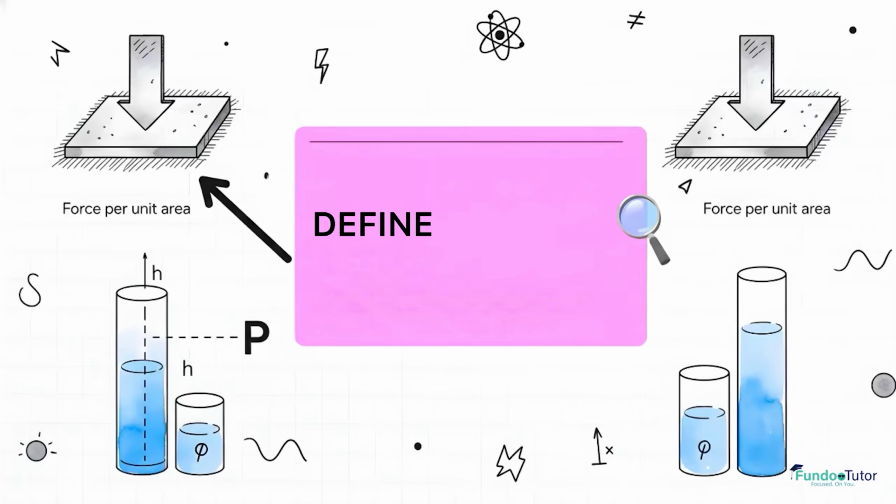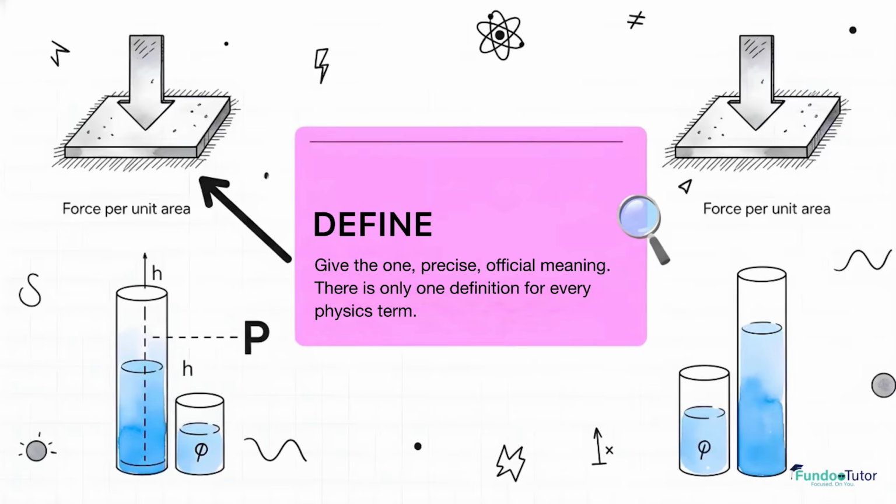Now, define is a whole different ballgame. This is where you have to be super precise. You need to give the one single official textbook definition. There's only one right answer here. So if the question is define pressure, the answer has to be force per unit area. Sure, P equals rho g h is a pressure formula, but it's not the definition. You have to give them that core concept.